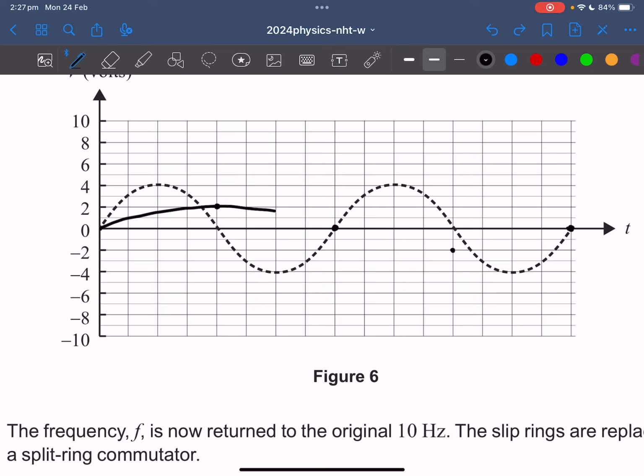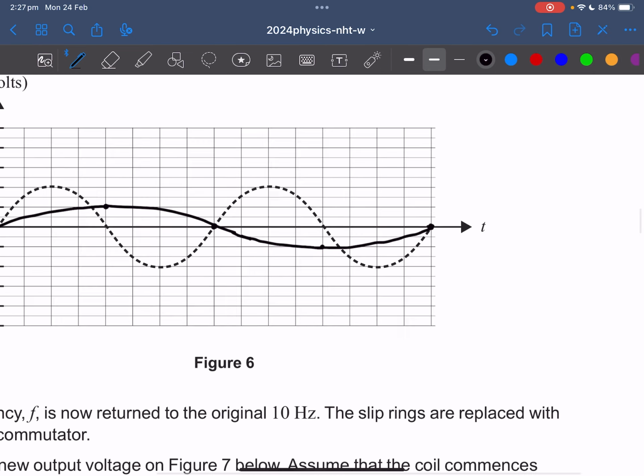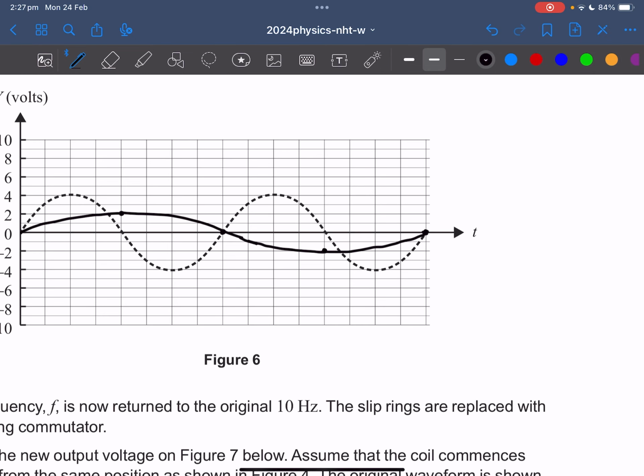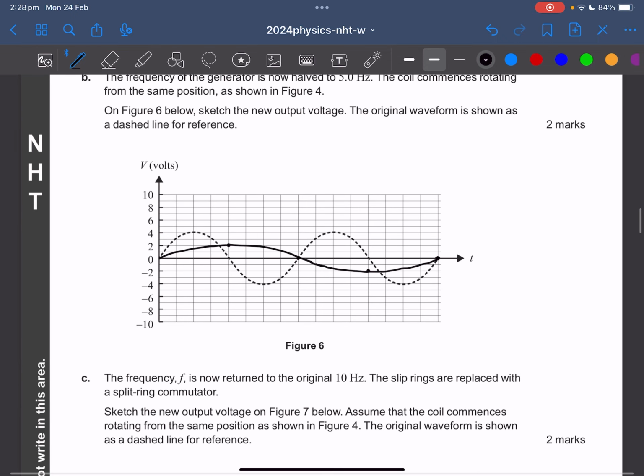Okay, this is going to be a challenging graph to draw. Okay, I guess this will do. Okay, this should be your answer. So yeah, okay, I think this should be it.